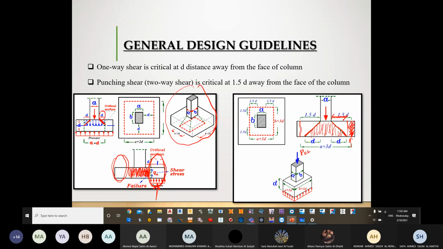Are we clear? Are we clear about the concept of one-way shear and two-way shear and bending moment for the foundation?